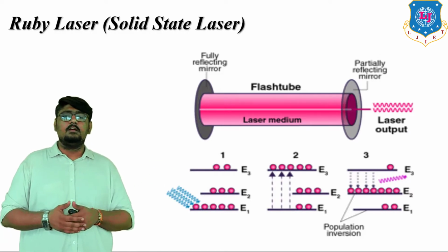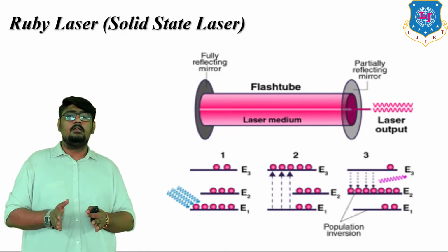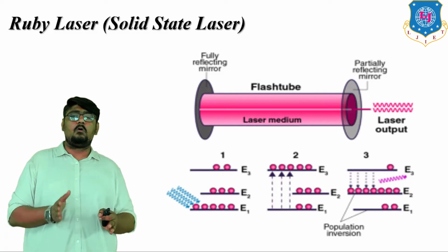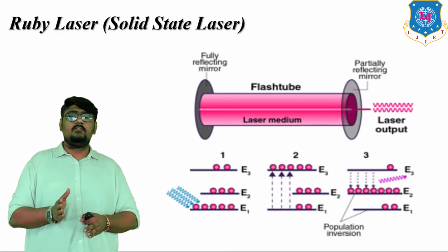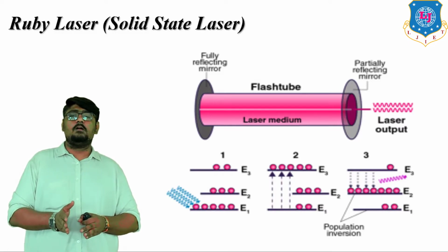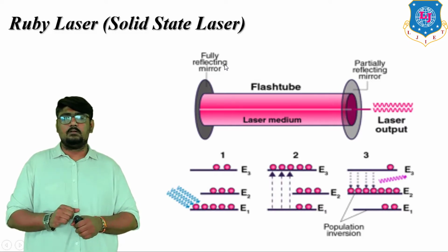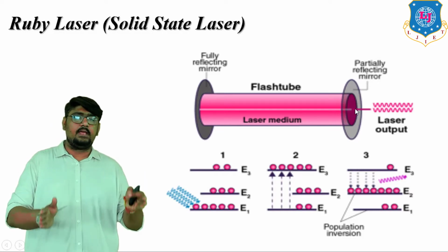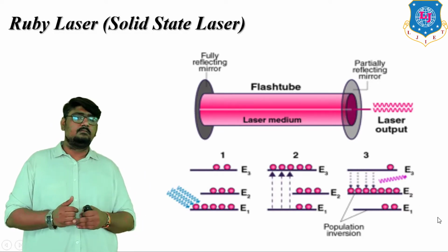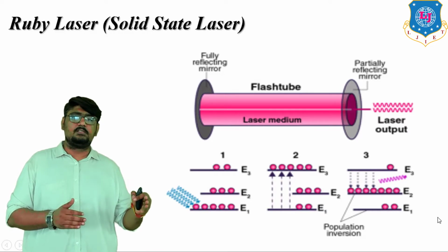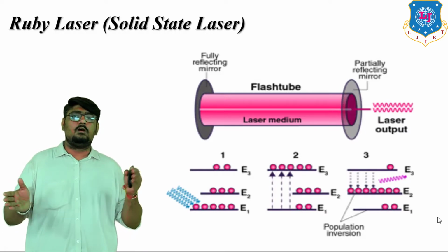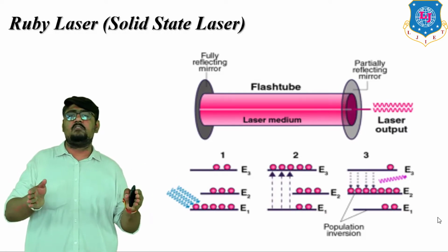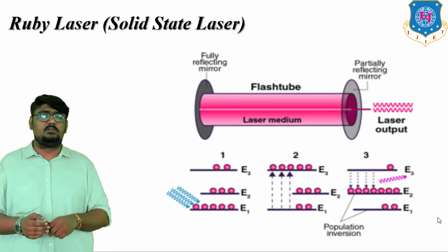You can see in the figure, the end faces of a ruby rod in the form of a cylinder are polished, flat and parallel. One end face is completely silvered and the other is partially silvered. Thereby they provide an optical resonator. Okay, one is 100% silvered, meaning a perfect reflector. One is a partial reflector. So a pair of perfect reflector and partial reflector creates an optical resonator.